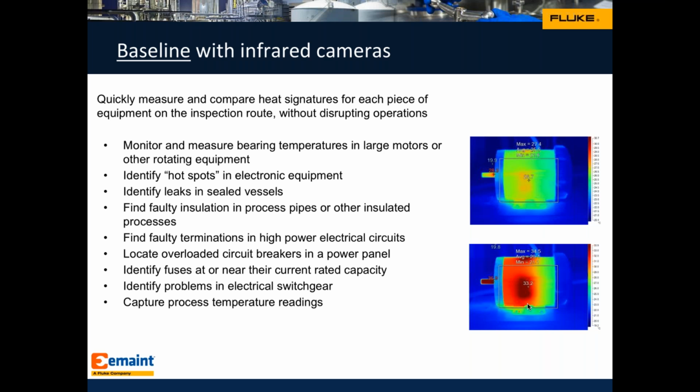So you can have hot spots, insulation in pipes, faulty terminals, that's a big one right there on the electrical panels. Identify fuse rating capacity, electrical switchgear, process temperature change, bearings, temperature change. And so establishing a baseline when you start really gives you an idea of where you are. Obviously, if you have existing motors, and you know what the nameplate rating is, you can already identify where you are within that baseline.